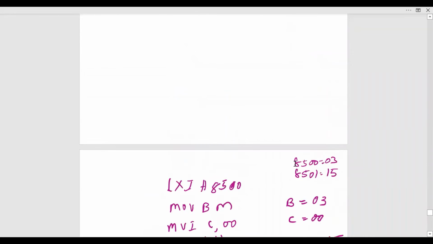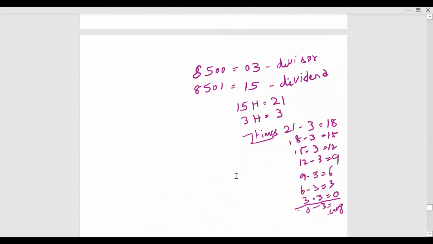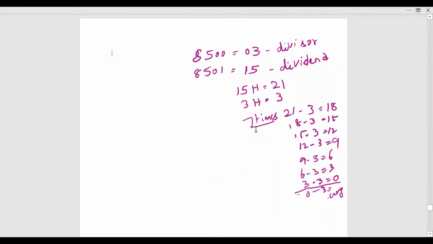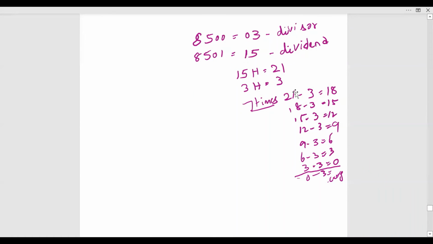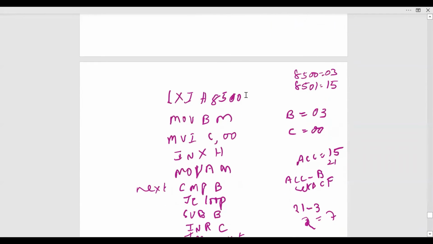So this is a simple program to perform division of two 8-bit numbers. Let me once again repeat, division is a repeated subtraction. So first take the divisor in 8500, dividend in 8501. Remember, these are hexadecimal numbers, so you can check the equivalent decimal numbers. 3 is equal to 3, but 15 is equivalent to 21 decimal. If you perform the subtraction, see how many times we have to subtract to get 0: 7 times. So the same thing we have written in group 1.